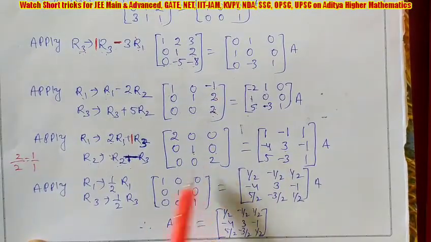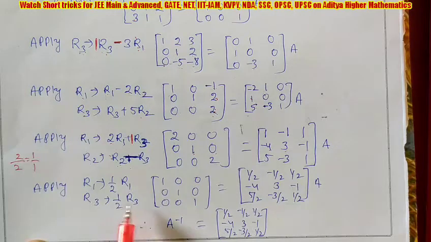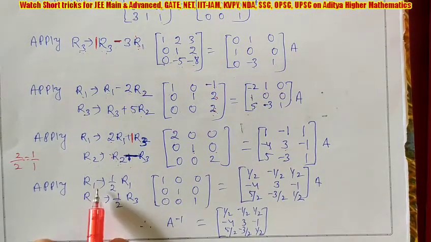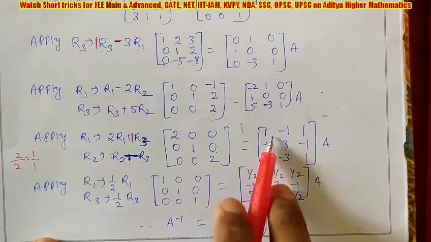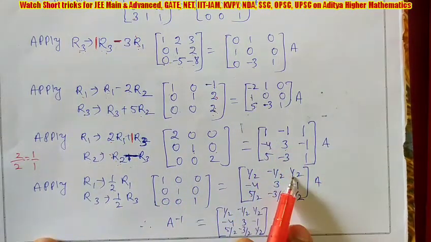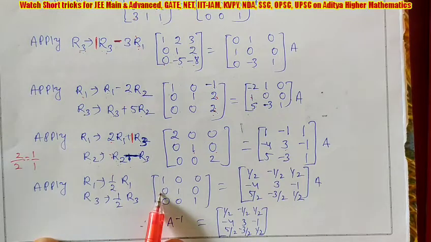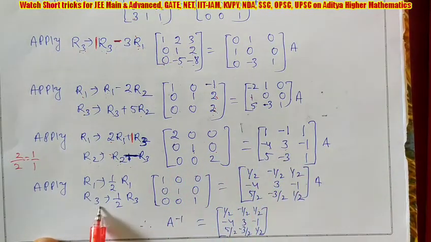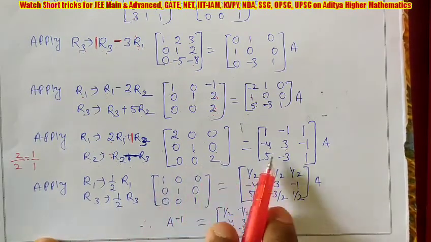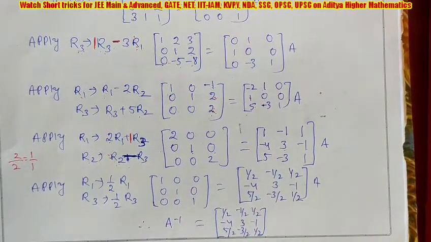Again R3 is 2, so R3 multiply by its reciprocal. Now multiply the whole R1 by 1 by 2. So 1 0 0, 1 by 2, minus 1 by 2, 1 by 2. We are not doing anything with R2, so R2 write the same thing as it was before. But R3 we are multiplying by 1 by 2, so 0 0 1, 5 by 2, minus 3 by 2, 1 by 2.